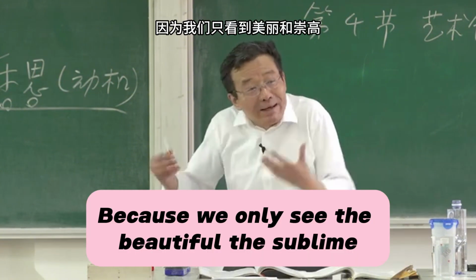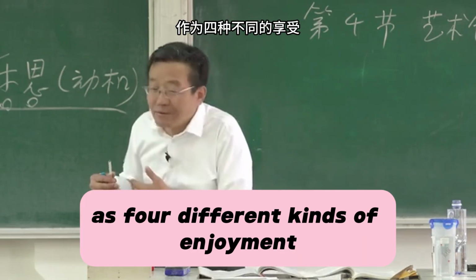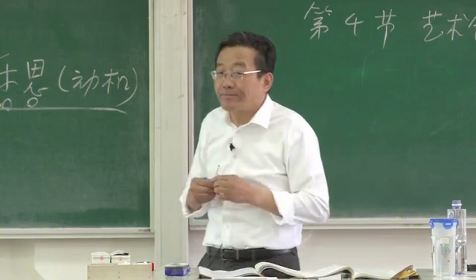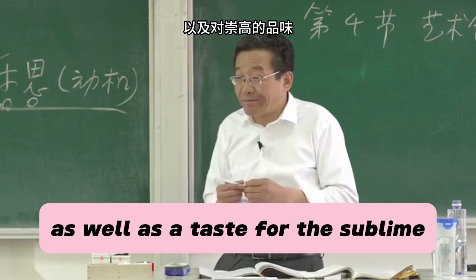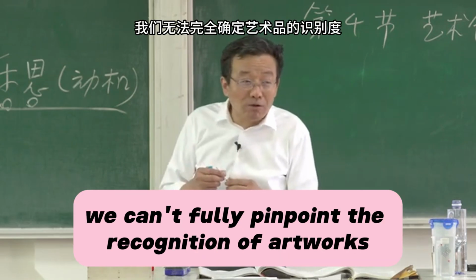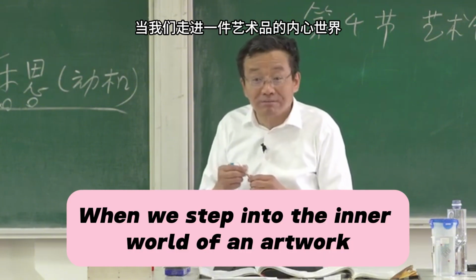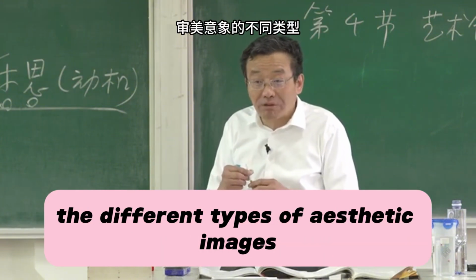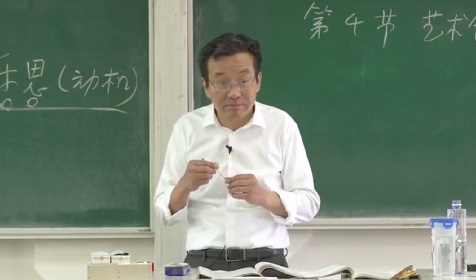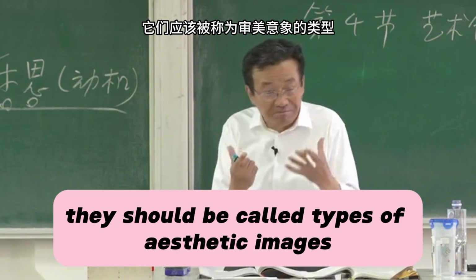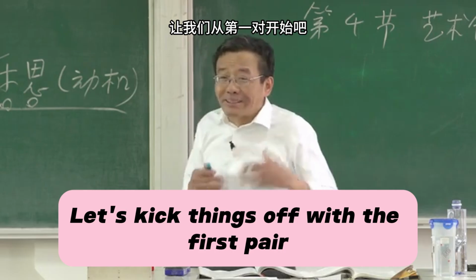Why? Because we only see the beautiful, the sublime, tragedy, and comedy as four different kinds of enjoyment that artworks give us. While we've got a taste for appreciating beauty, as well as a taste for the sublime, tragedy, and comedy, we can't fully pinpoint the recognition of artworks. When we step into the inner world of an artwork, the different types of aesthetic images that we can feel are what make up the various types of aesthetic images. So, in this sense, they should be called types of aesthetic images. Let's kick things off with the first pair.